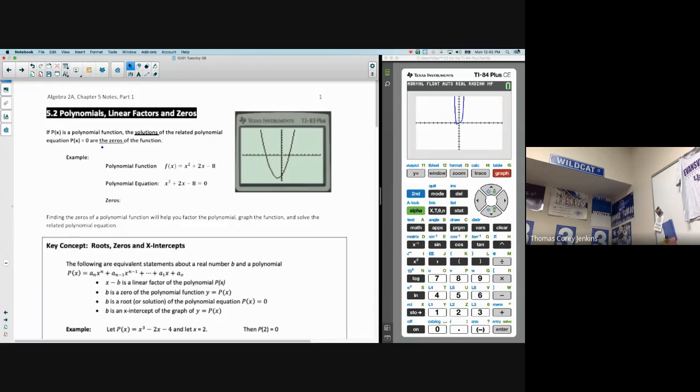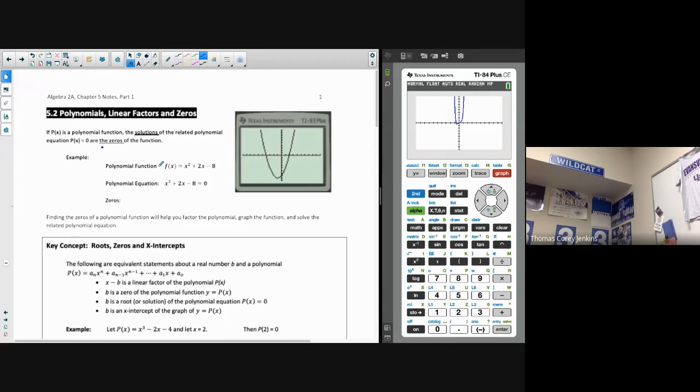Hey guys, Mr. Jenkins back here with lesson 2 from chapter 5, and this is about polynomials, linear factors, and zeros. So kind of thinking about how all of that stuff ties together, which you should have some knowledge of from what we've covered with quadratics. So on that note, we will go ahead and look at an example.